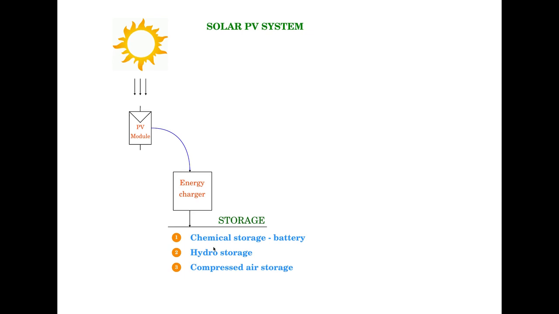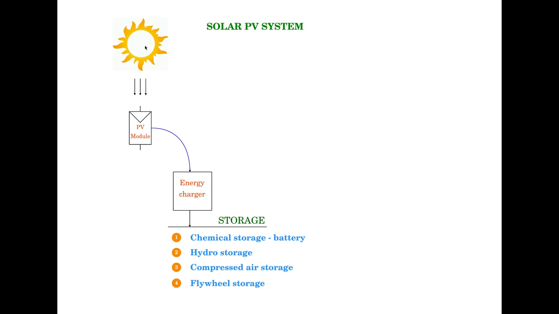You can also store this electrical energy as compressed air. So it can drive a compressor and compress the air to different levels of pressure, and you can retrieve it with the help of an air turbine. Or you can store it as mechanical kinetic energy in the form of a rotating flywheel and retrieve it by means of an electric generator.